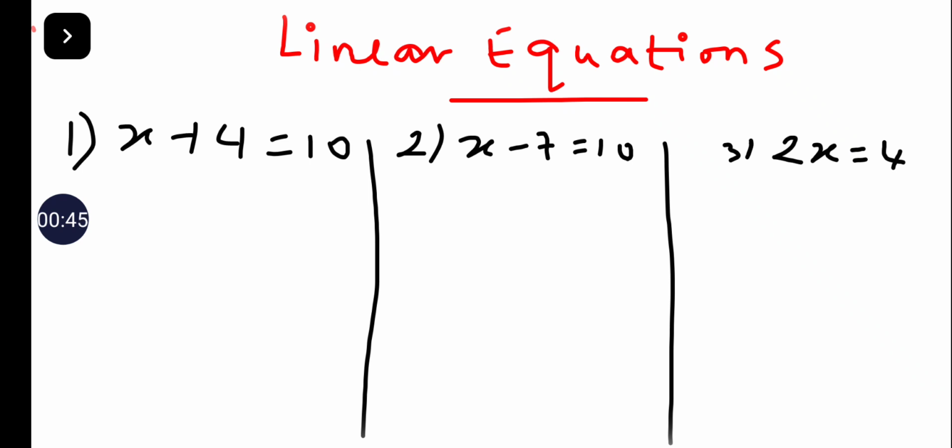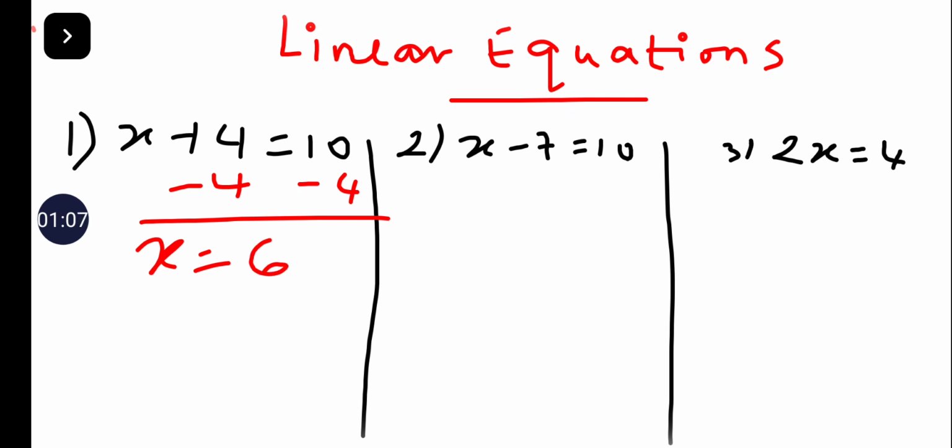Now, to solve for x here, make sure that the coefficient of x is first over 1. You ask yourself, what is blocking x from being alone? It is plus 4. So the inverse of plus 4 is negative 4. When you do that, 4 minus 4 is 0, x is alone. So we are left with 10 minus 4, which is 6. It means our x is equal to 6. And if you substitute, 6 plus 4 is 10.